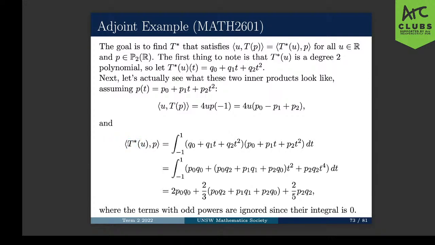We want to take the inner product of the polynomial T star u with p. Remember, that one is the integral from -1 to 1 of the product of those two polynomials. Through painful expansion of this product, keeping only the even power terms, because the odd powers are ignored, since the integral will be 0 on an interval symmetric around 0, we eventually, after much effort, get this massive equation here.